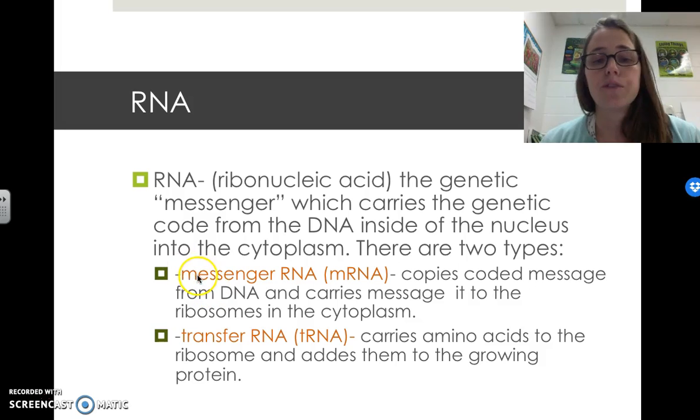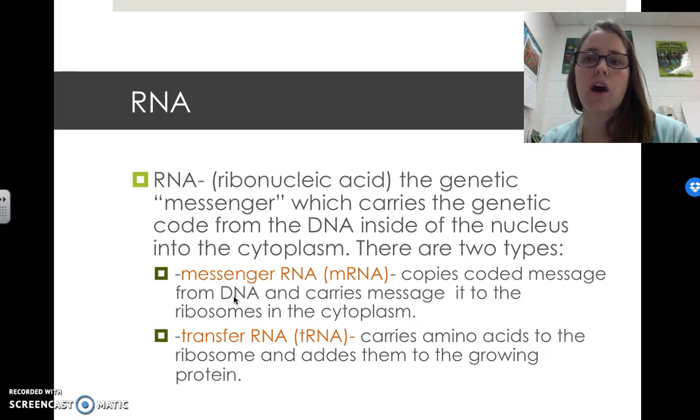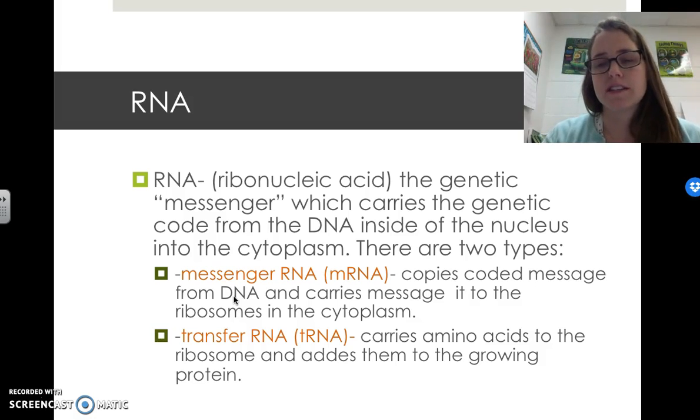There are two different types of RNA that we're going to talk about. One is messenger RNA. This copies the coded message from DNA and carries that message out of the nucleus and into the cytoplasm where our ribosomes are. Our ribosomes, remember, are our protein factories. So basically, these are the instructions for how to make the protein from DNA, and the RNA takes that message out of the nucleus and to the ribosome where the protein will be made.